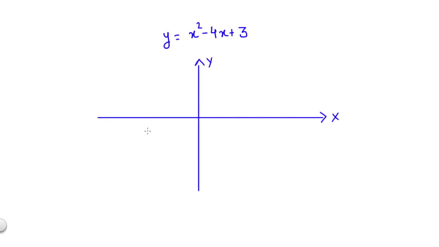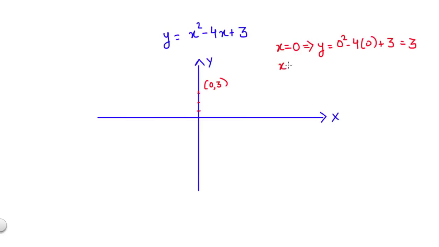Consider a quadratic equation y equals x square minus 4x plus 3. Let us try to plot the graph for this equation. I have my x and y axis in place now. Let us see what would be the value of y for x equals 0. For x equals 0, y would be 0 square minus 4 times 0 plus 3, which is equal to 3. Hence, (0, 3) would be a point on this curve.